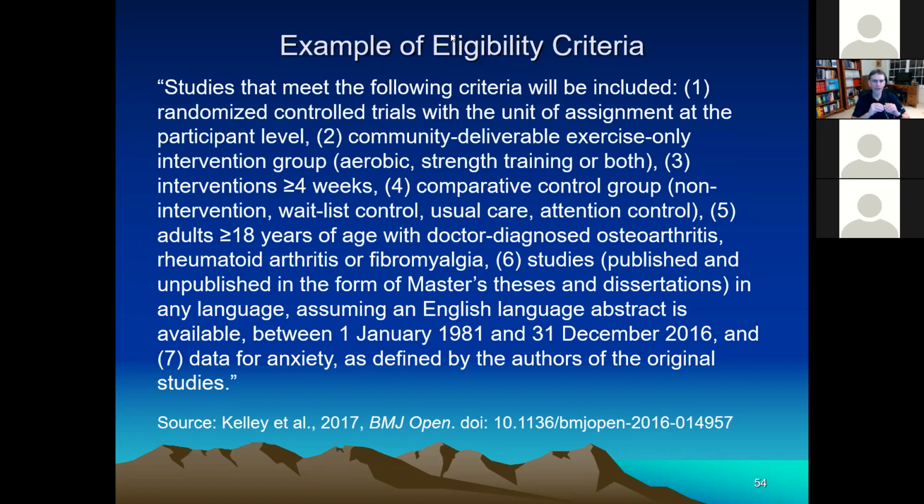So the bottom line is, if you're not really sure, I would search back. My suggestion is you search back to the first database inception, the year the first database started covering studies.